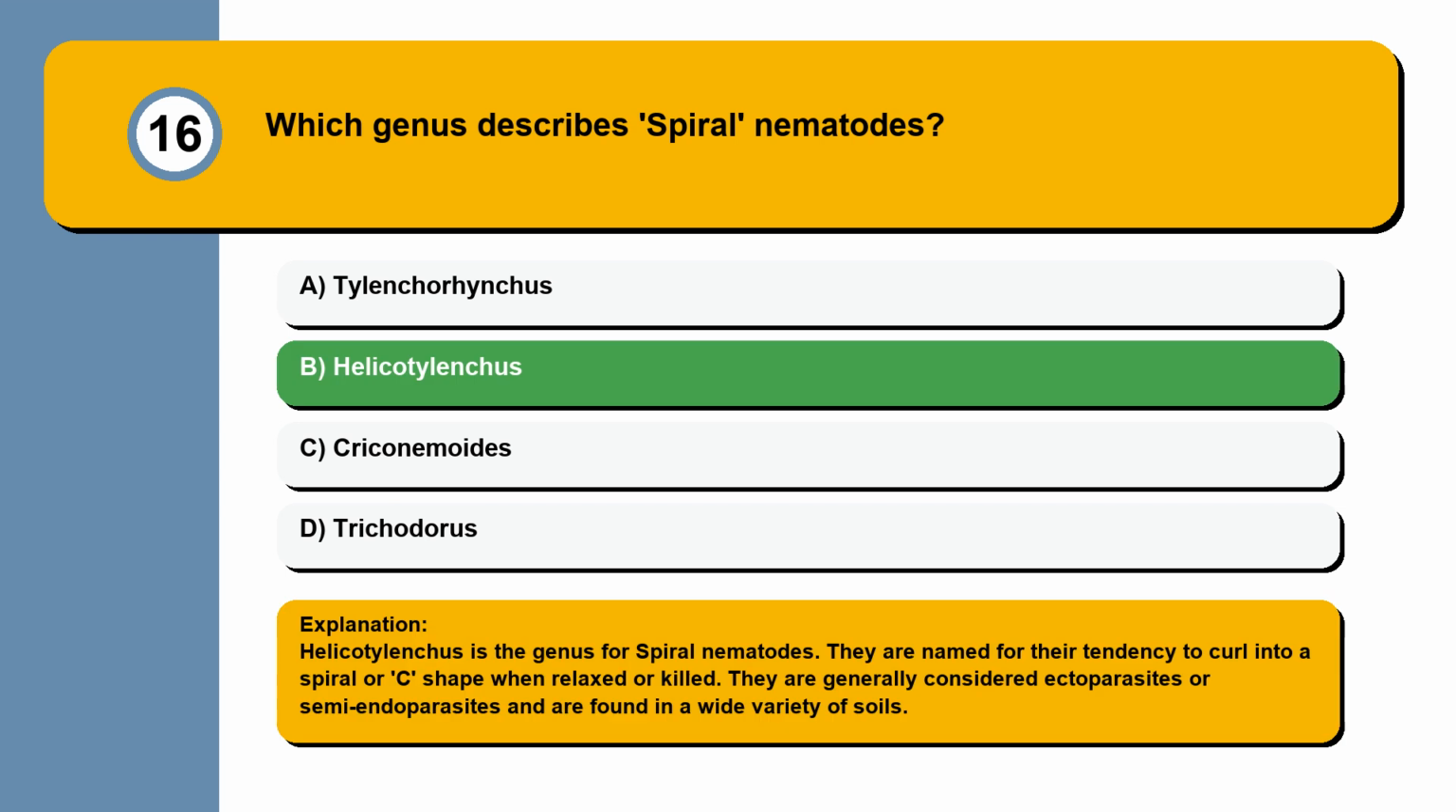Helicotylenchus is the genus for spiral nematodes. They are named for their tendency to curl into a spiral or C shape when relaxed or killed. They are generally considered ectoparasites or semi-endoparasites and are found in a wide variety of soils.